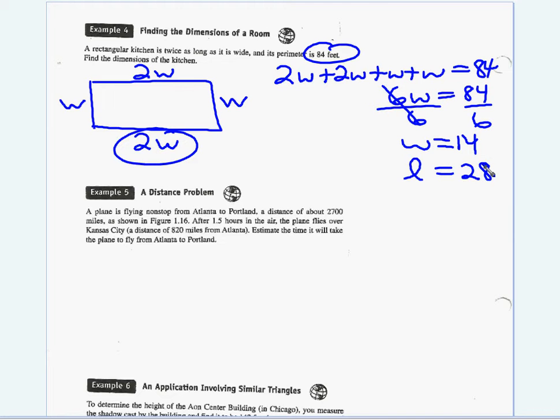Now sometimes they'll give you this problem with the same amount of information and then tell you to find the area. How do we find area? Length times width. Okay? All right. Let's take a look at example 5 here.